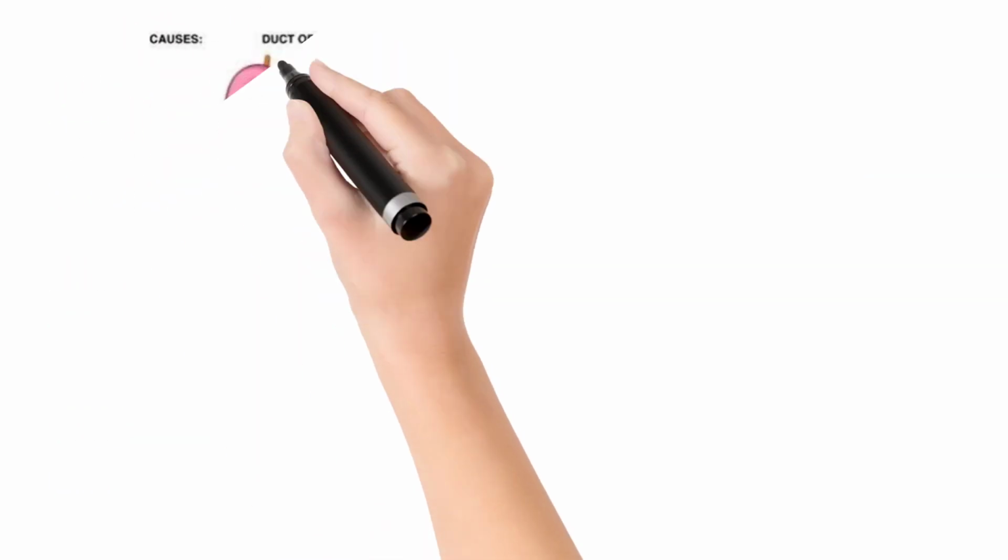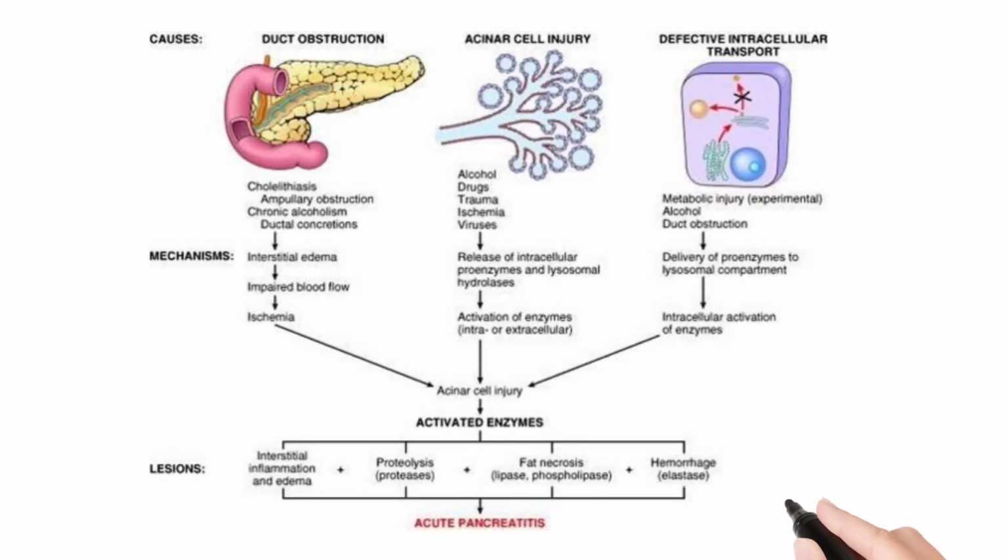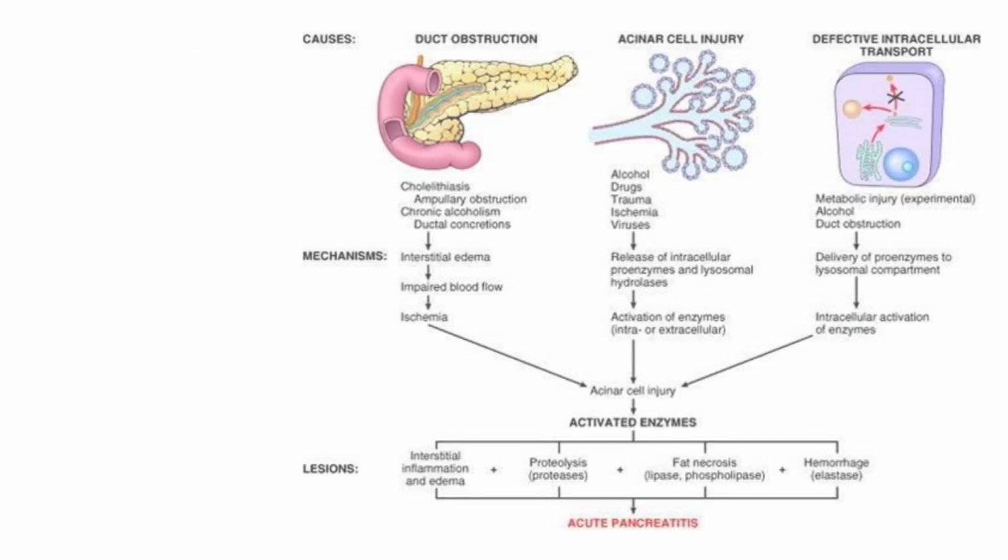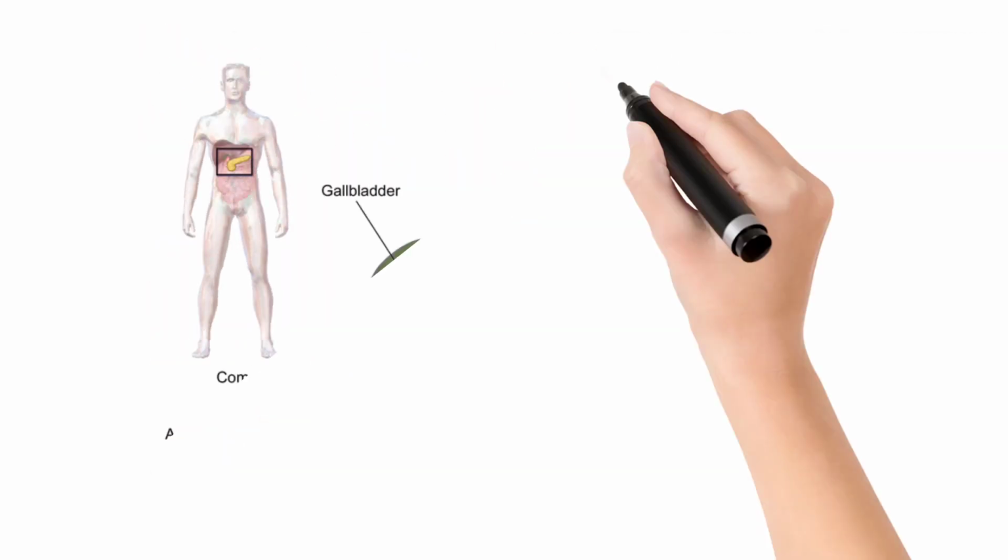Let's see the causes. Number one is duct obstruction. The pancreatic duct obstructed by a stone or other causes, such as cancer, will lead to premature activation of the enzymes. Acinar cell injury is also mainly caused by alcohol and trauma. Then an intracellular transport mechanism defect will also lead to pancreatitis.